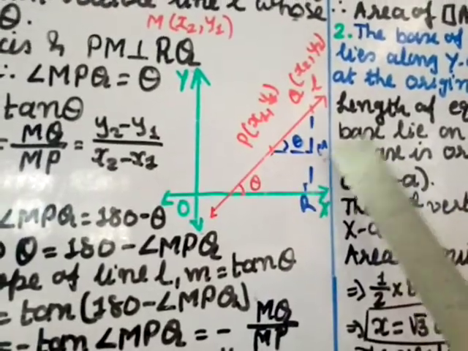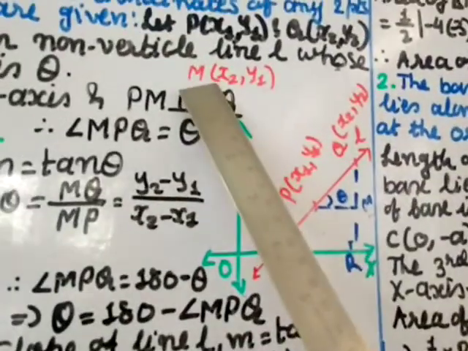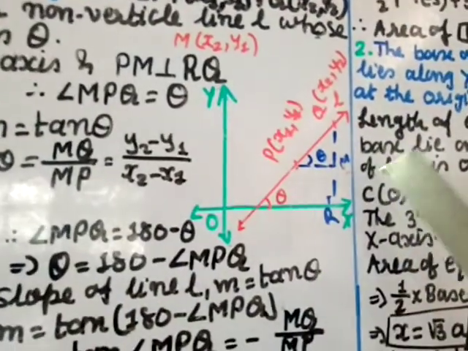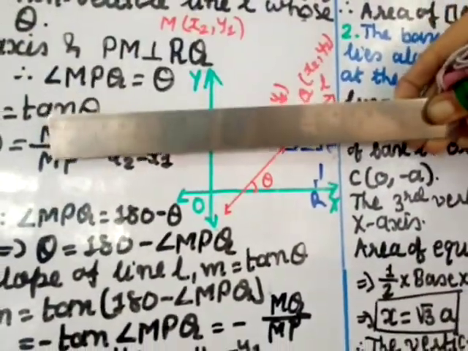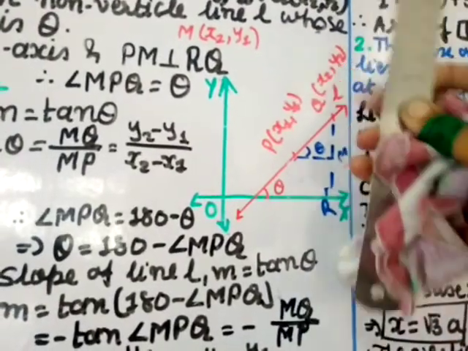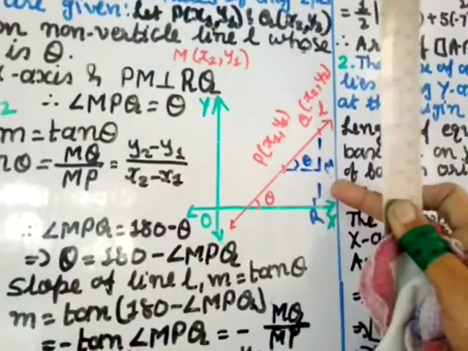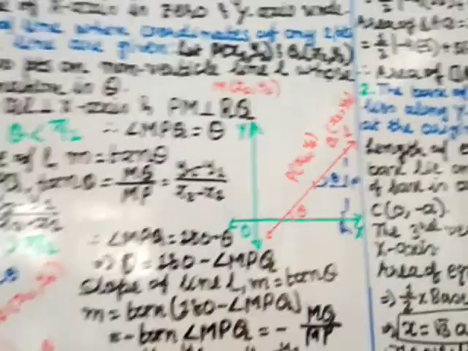And the coordinate of point M will be (x2, y1). Okay, so remember the coordinate of M will be (x2, y1). How? Because see, x distance will be equal to this one here. Okay, so it will be x2, and the y distance will be equal to y1. Okay, so that's why I have written (x2, y1).